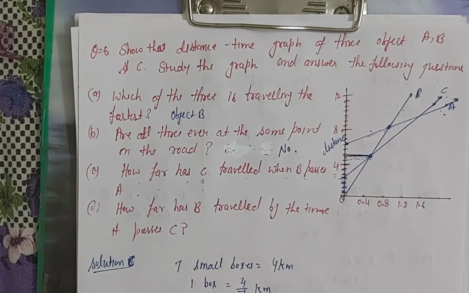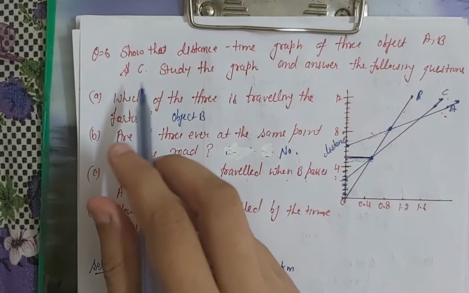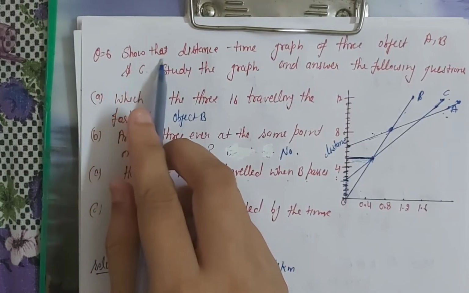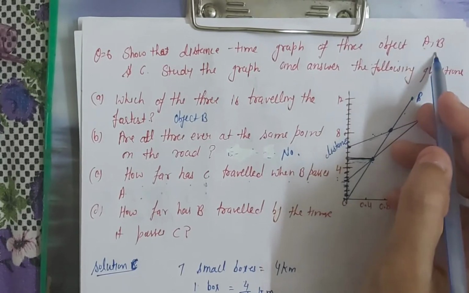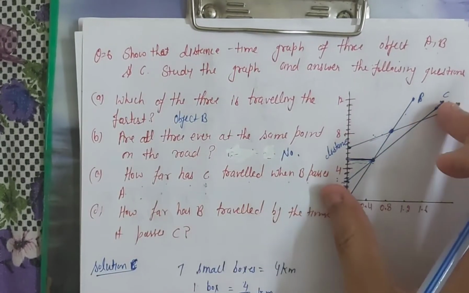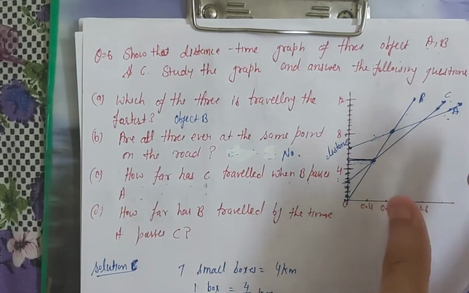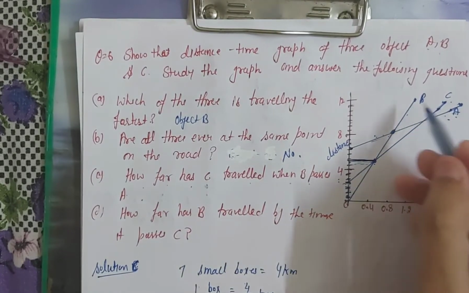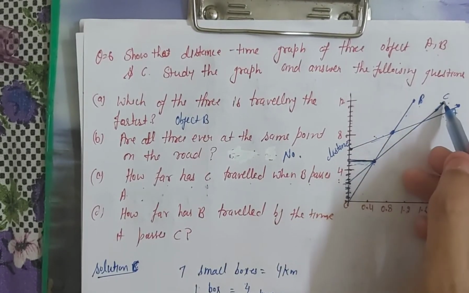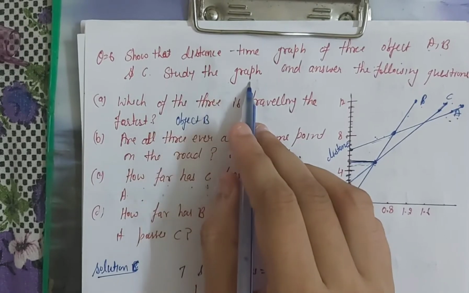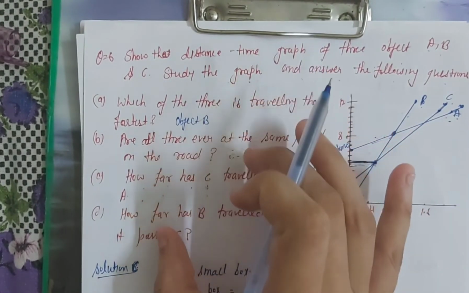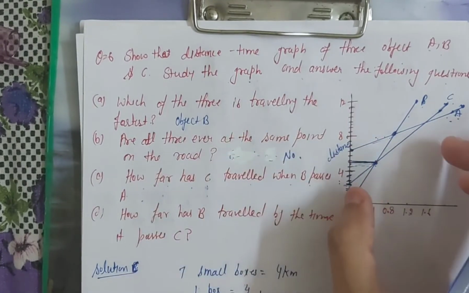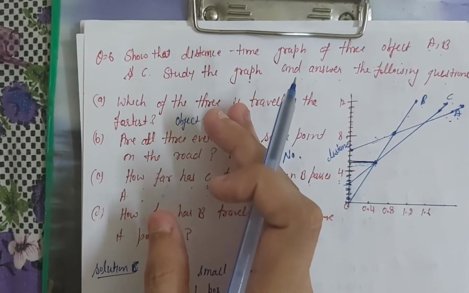Okay dear student, the next question is question number 6. So what is question number 6? The distance-time graph of three objects A, B, C is shown. There a graph is given in your book. There are three objects: one is object A, one is object B, and one is C. So we have to study the graph and answer the following questions. There are 4 questions given, so we have to study the graph and give the answers of these questions.